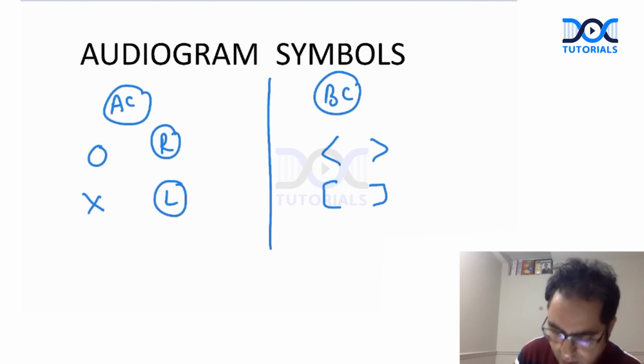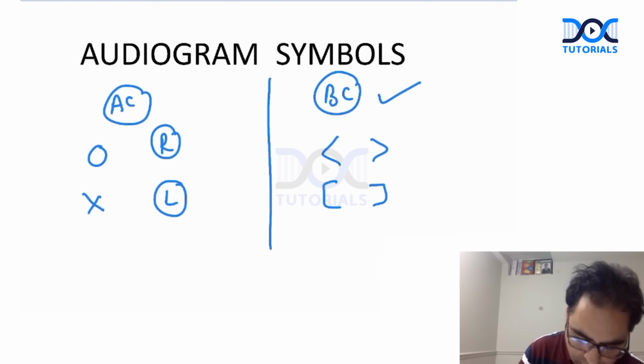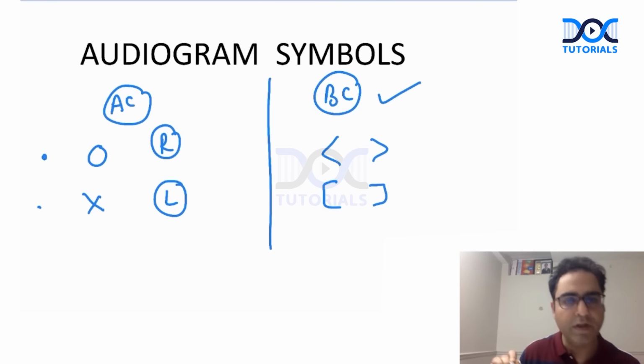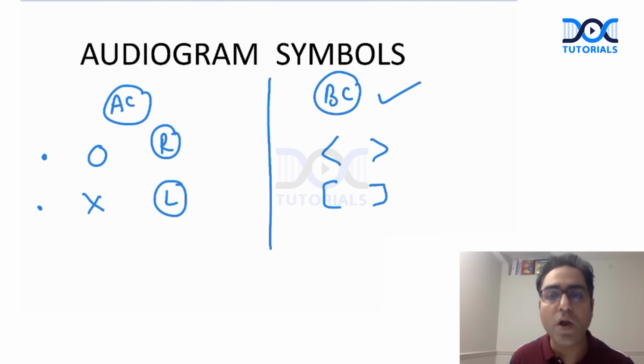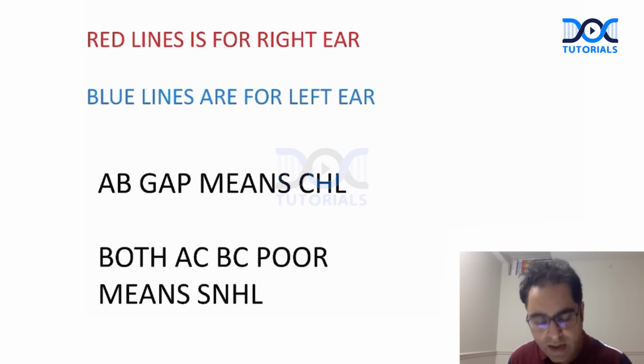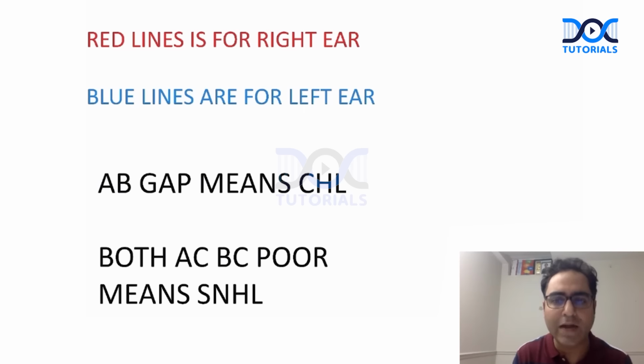This bracket-like symbol is the bone conduction symbol. Circle is right AC and cross is left AC. Sometimes they give you a colorful audiogram. For that, red lines are for the right ear, blue lines are for the left ear. It's a rule. Mostly they give you black and white, but if they give a colored audiogram, red lines are for the right ear, blue lines for the left ear.